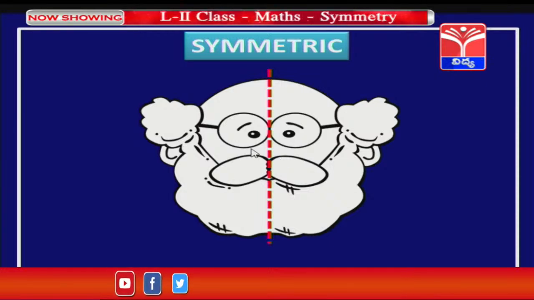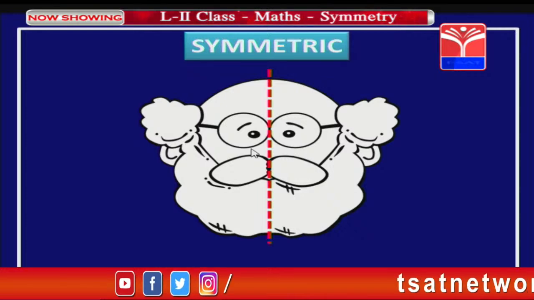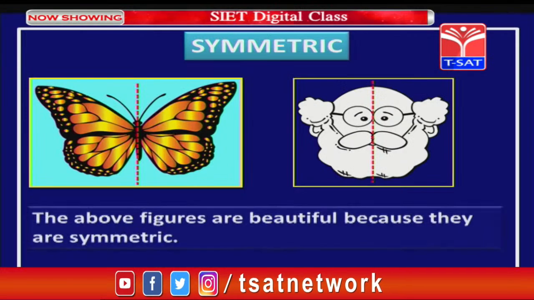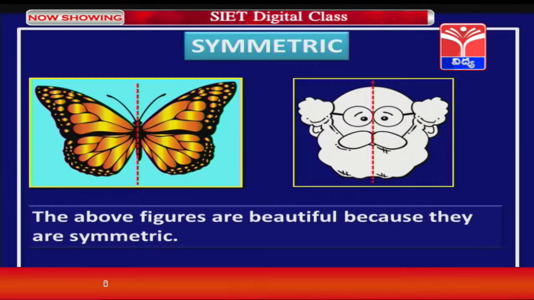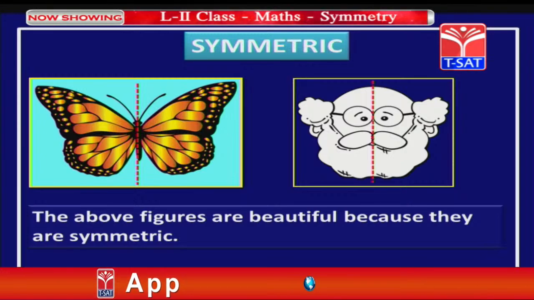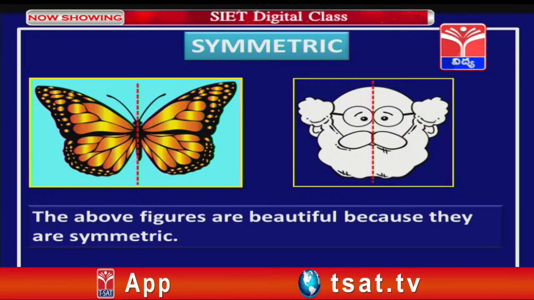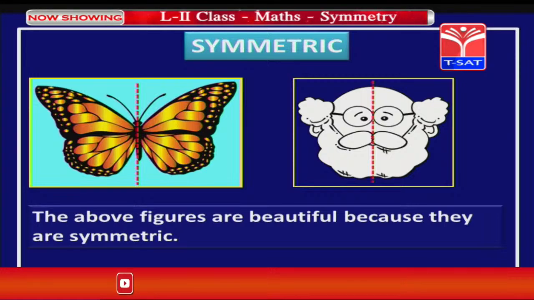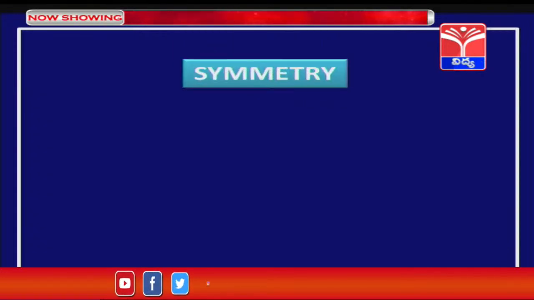So, such figures we generally call symmetric figures. Now, here these two figures which are shown look beautiful because they are symmetric. Not only that, children, any object which is symmetric always looks beautiful. Now, let us see what is meant by symmetry.